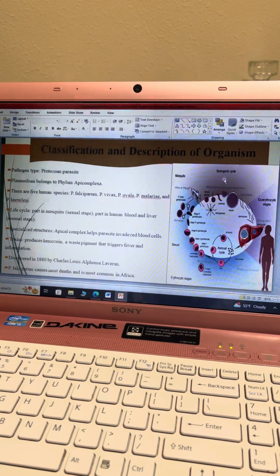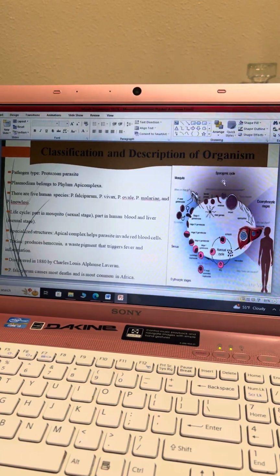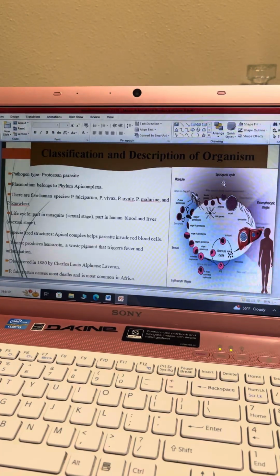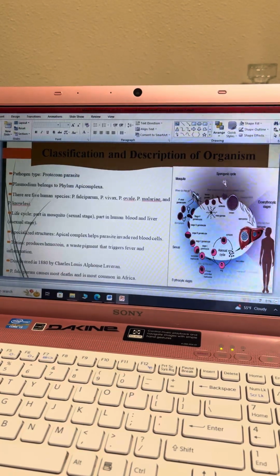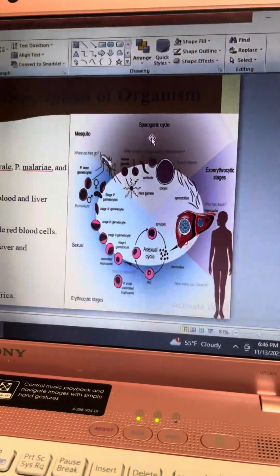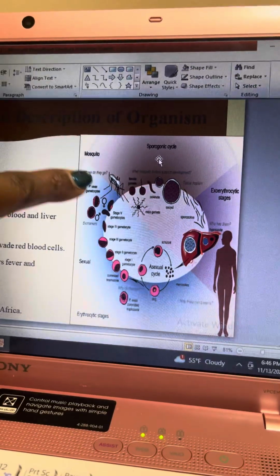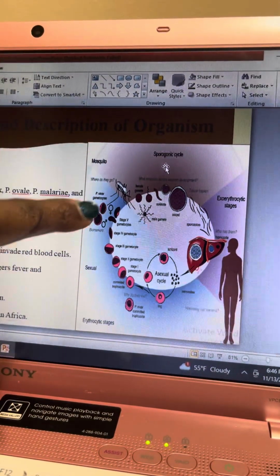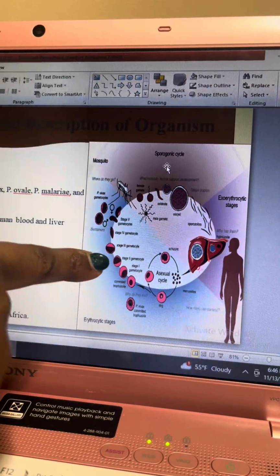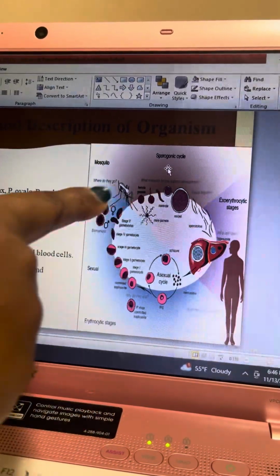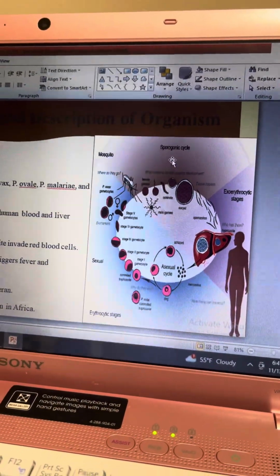The disease was discovered in 1880 by Charles Louis Alphonse Laveran. P. falciparum causes most deaths and is most common in Africa. On my right, I have a picture. It shows the cycle from when the human receives the mosquito bite, then how the germs are spread in the body, up to the last cycle where the disease is manifested.